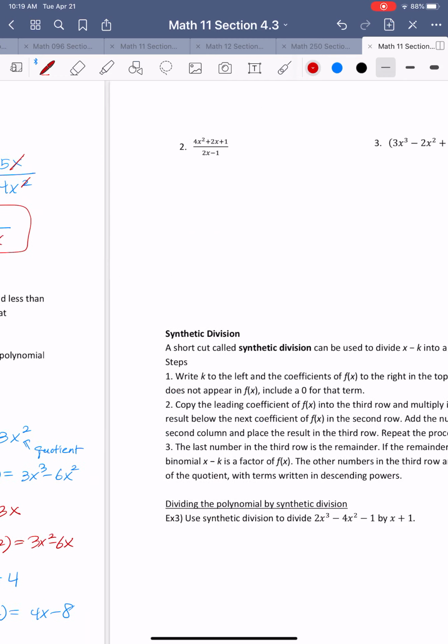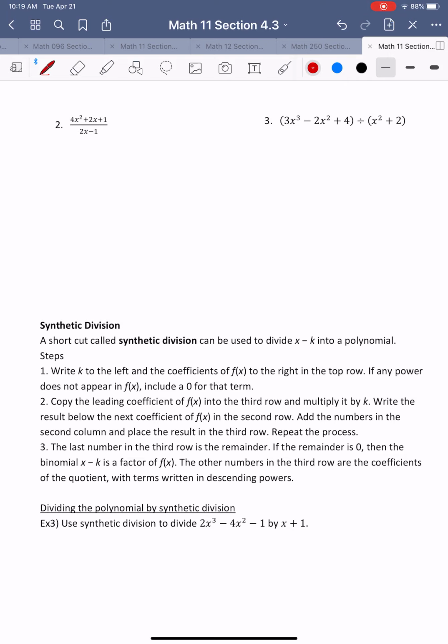So in the next problem, now I have 4x squared plus 2x plus 1. So in here, I do the 4x squared plus 2x plus 1 and divide by 2x minus 1. Same thing. You divide 4x squared by 2x, and reduce, I got 2x. So I put the 2x over here. And then I multiply the 2x to the 2x minus 1.